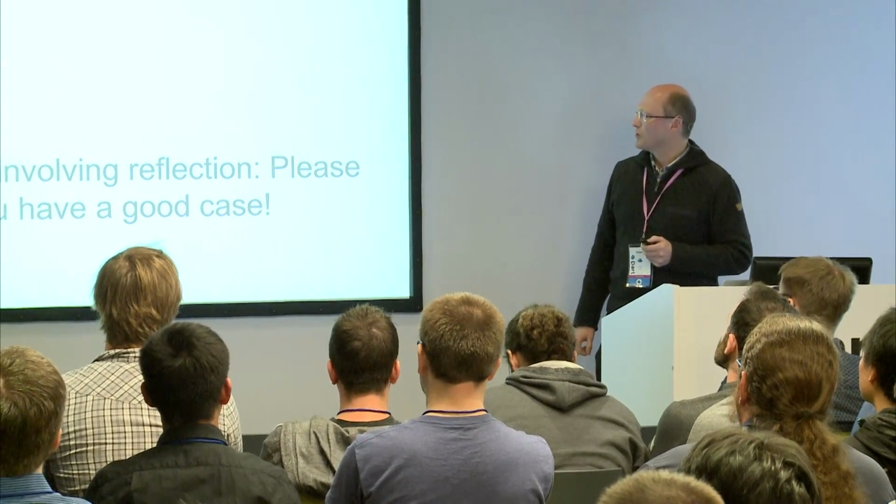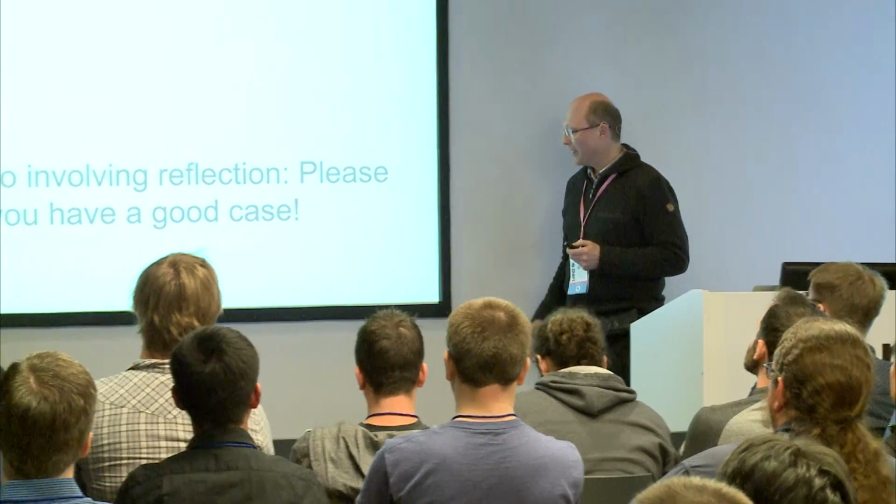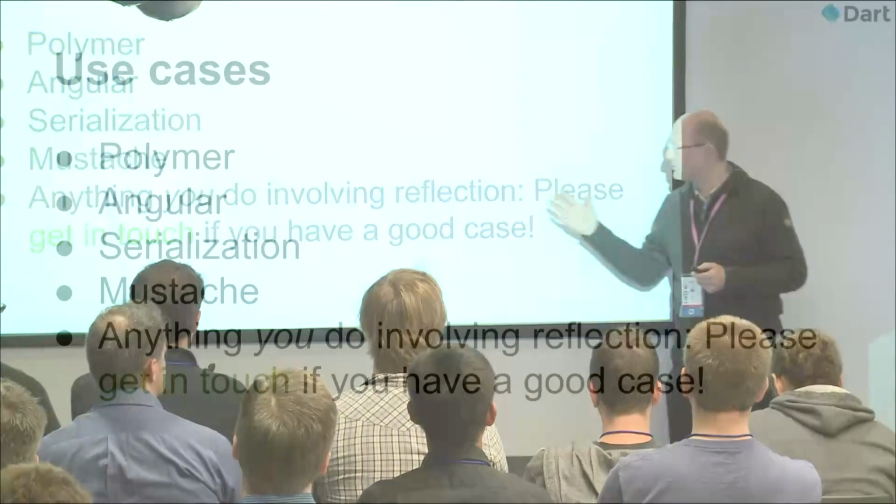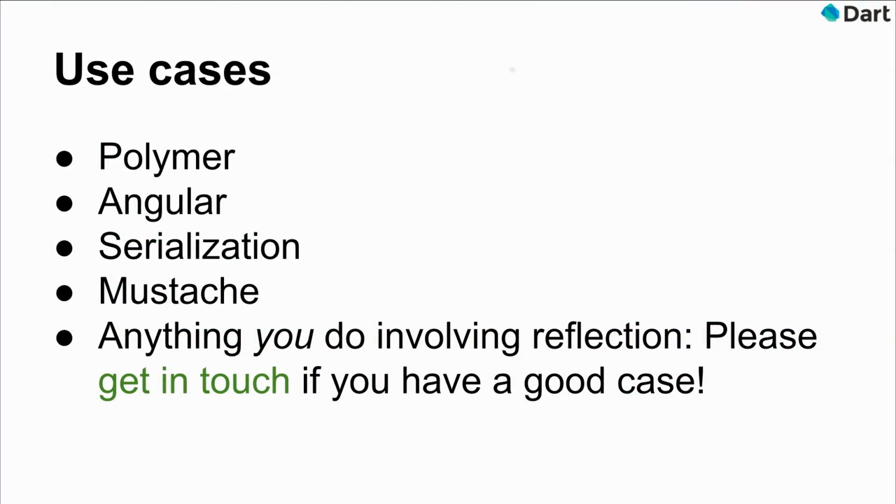Okay, so what's this used for? Well, anything that you're doing that needs reflection, if you have a good case, then please come forward and tell us. And important cases inside Google are Polymer and Angular and serialization and Moustache, lots of cases. Anything that uses reflection.